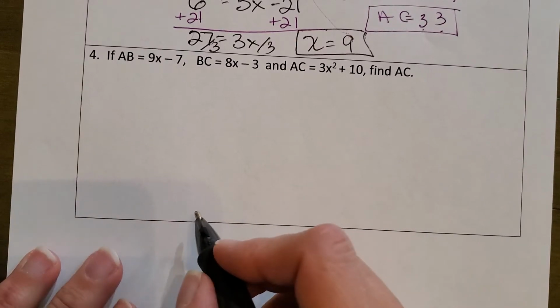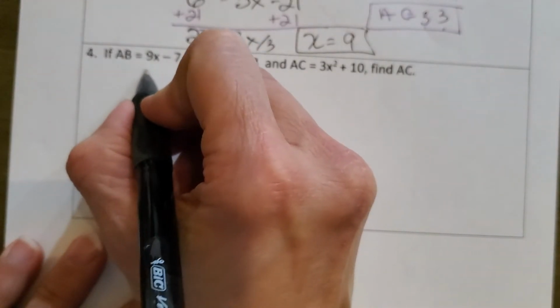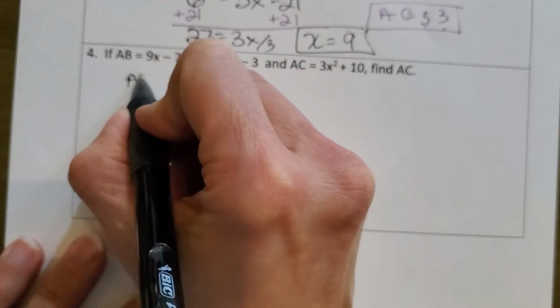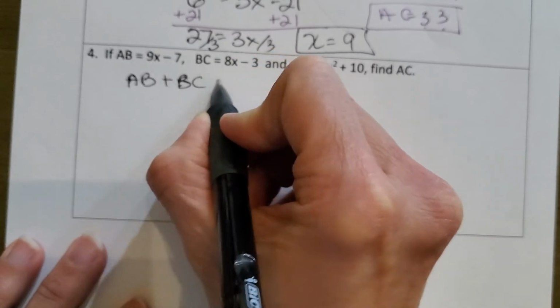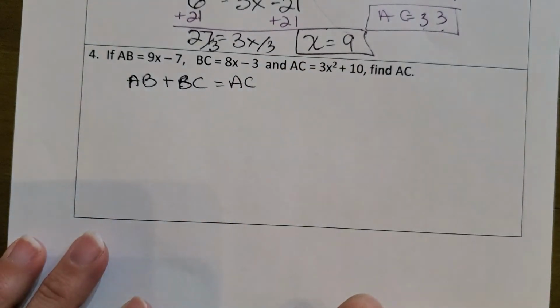If you have learned other methods to solve, you go right ahead. But in my class, we are not going to use any of the other methods. We're just going to use factoring. So first I'm going to write my formula down, and then I'm going to substitute.